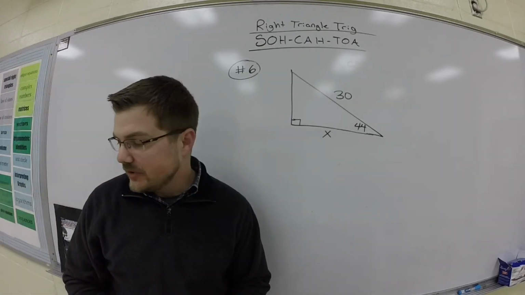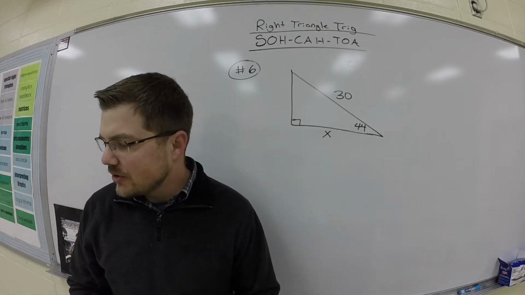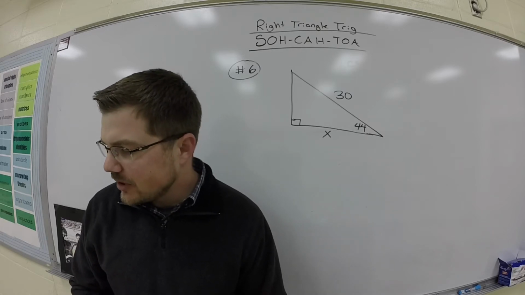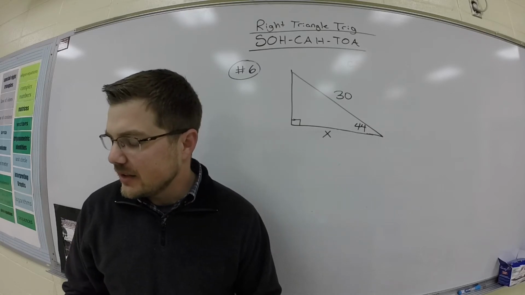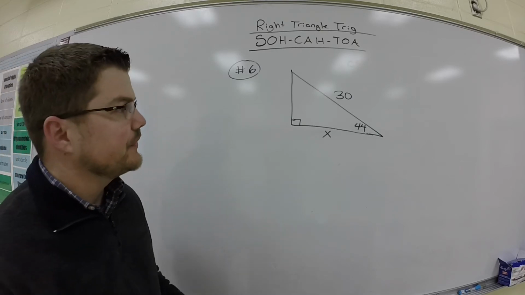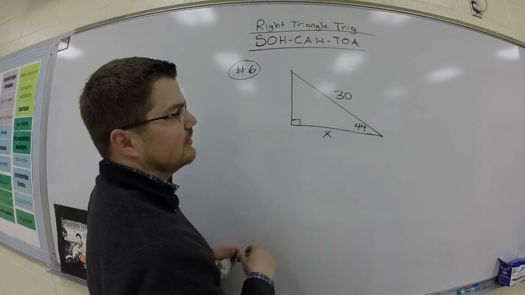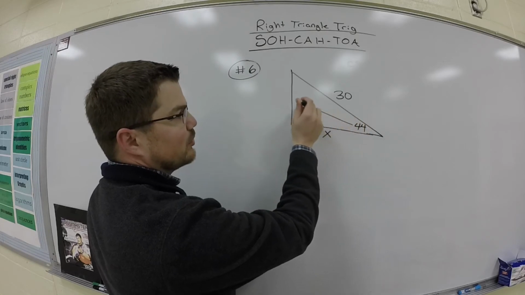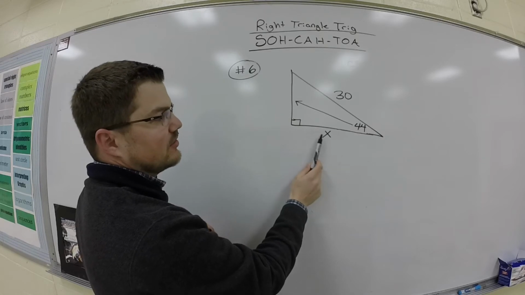Alright, let's look at number 6. It says a department store escalator is 30 feet long and forms an angle with the floor of 44 degrees. Which of the following is an expression for the horizontal distance of the escalator from beginning to end? And so you have the diagram given to you. They give you theta, 44 degrees, and they're wanting you to solve for x, or which expression would be the answer for x.